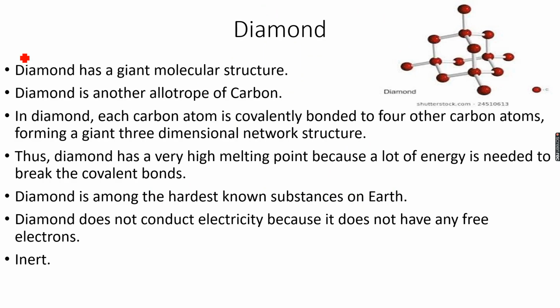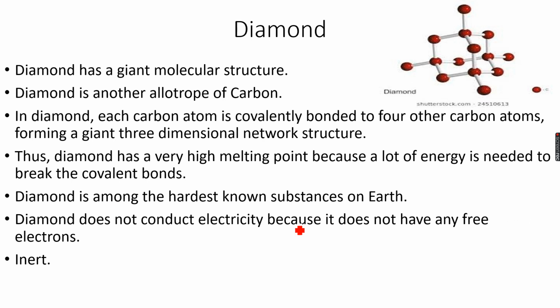So the second giant molecular structure we are going to talk about is diamond. Diamond is among the hardest substances known to humans, and it has a very, very high melting point. Diamond is another allotrope of carbon. The difference between diamond and graphite is that in graphite, each carbon atom combines with 3 other carbon atoms. But in diamond, each carbon atom combines with 4 other carbon atoms. So carbon has completed its tetravalency in this one, and there are no layers.